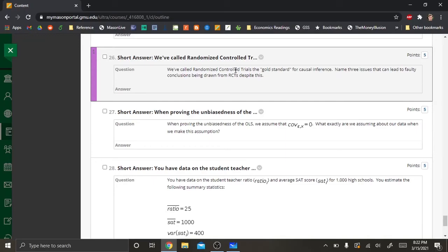We talked about substitution bias, how people can seek substitutes for treatment outside of the scope of the experiment, which would bias your treatment effects towards 0. We talked about scale effects: something that works really well in an experimental setting might not scale well when you blow it up to a national or state standard. And Hawthorne effects, people acting differently because they're being observed. Any 3 of those issues would get you full credit, and I think most people got them.